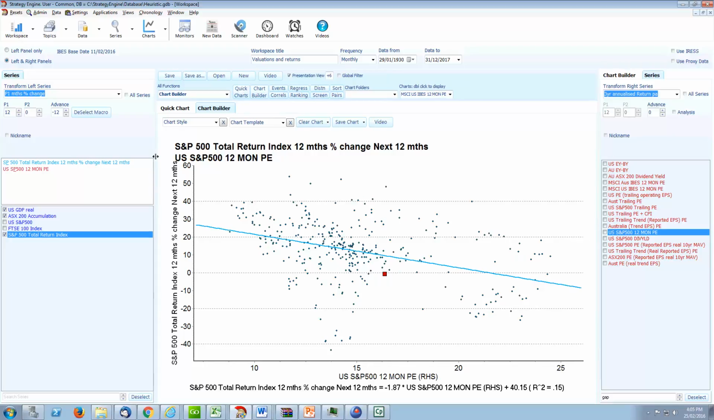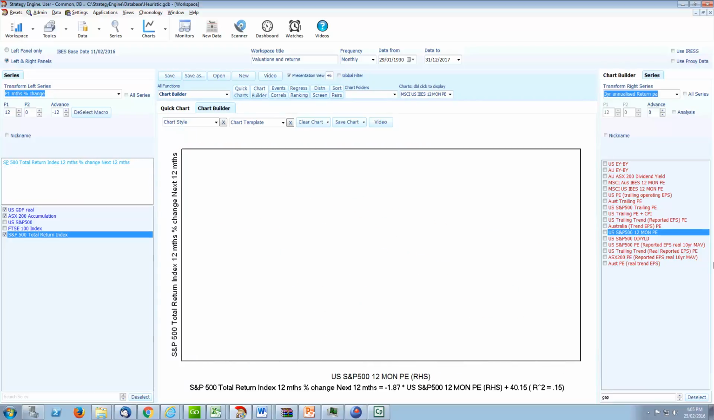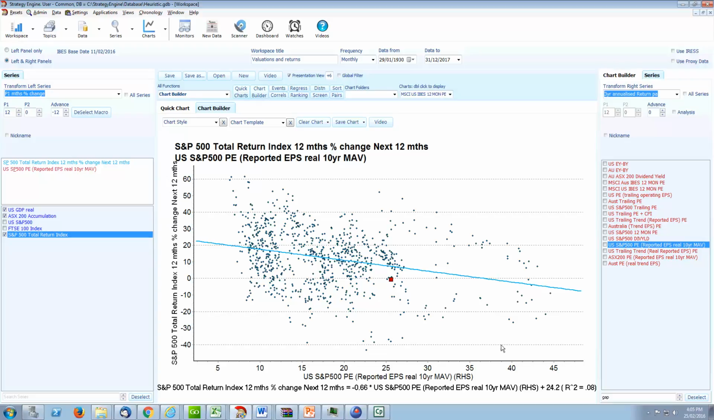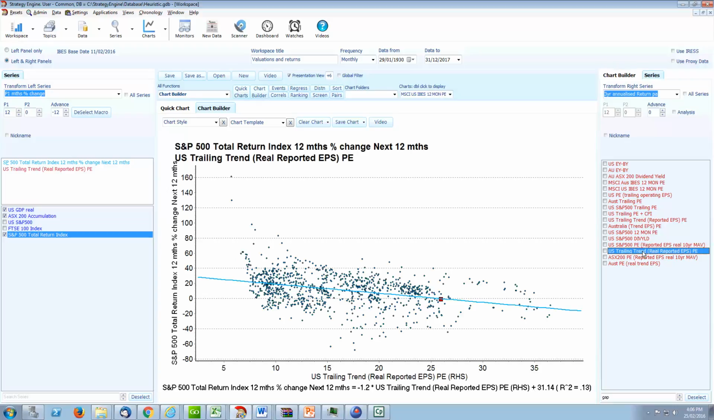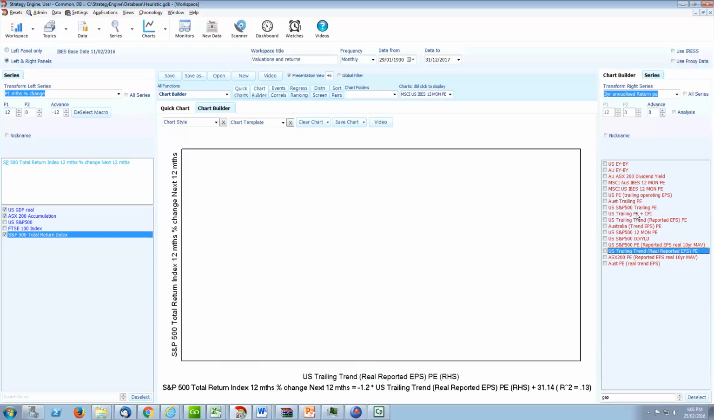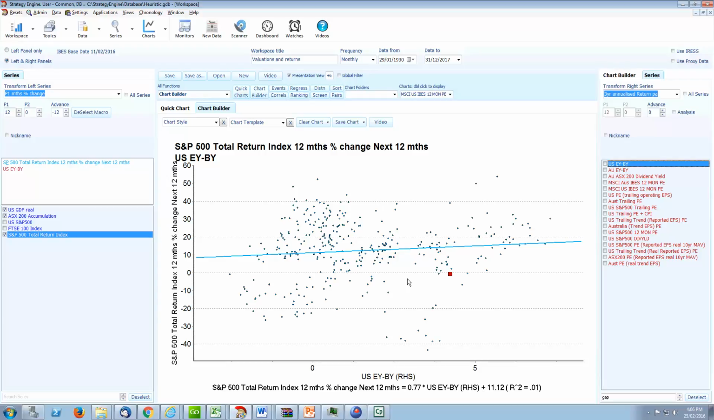What about some of the other valuation measures? Well, we were just talking about Shiller, so let's use that particular measure. And once again, you can see here it's got a very low R squared, so it doesn't seem to offer much in the way of insight into subsequent returns in the next 12 months. Another measure is just to look at the trailing trend, which again is a long-term measure: 0.13, quite a low R squared. We could look at earnings yield less bond yield in the US, again a very low R squared.